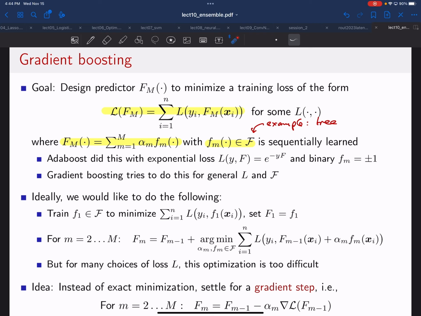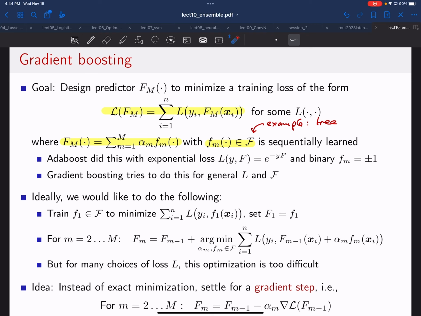And in particular, what AdaBoost did is it could handle this with exponential loss and with binary tree classifiers that output plus minus 1. So tree classifiers outputting plus minus 1 is one example of this script F. Okay, so our goal now is to generalize this. Can we do this with more than this exponential loss and with more than just binary tree classifiers? That's the goal. So ideally, this is what we would like to do.